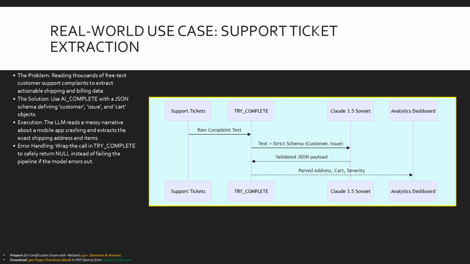To make this pipeline completely bulletproof, we use the try-complete function rather than complete. This ensures that if the model encounters an unparsable edge case, it gracefully returns null instead of failing the entire automated pipeline. This sequence diagram illustrates the automated support pipeline in action.